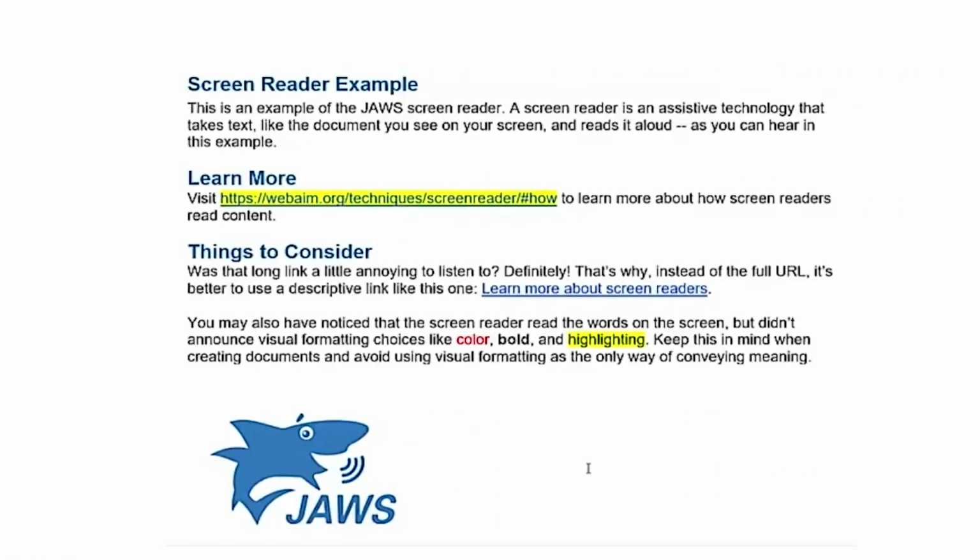Screen reader example. This is an example of the JAWS screen reader. A screen reader is an assistive technology that takes text like the document you see on your screen and reads it aloud as you can hear in this example.